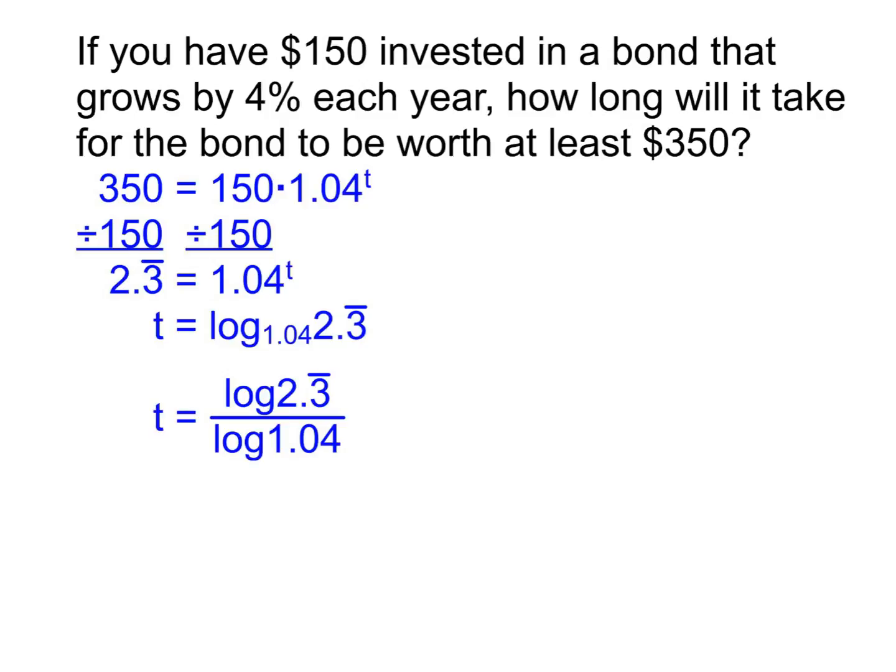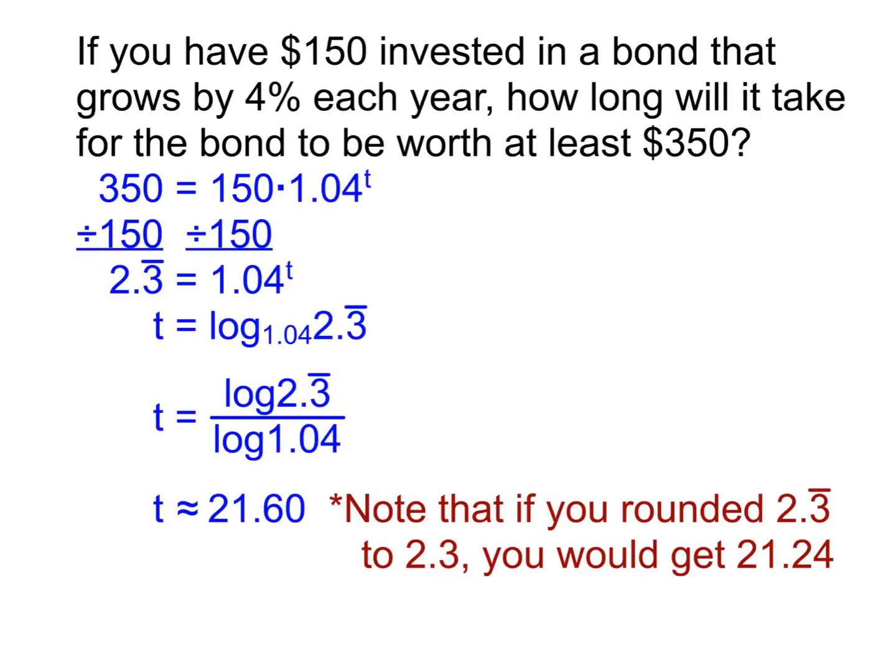I want to use that whole number when I do this calculation. Now, as a way that you can check yourself and make sure you are doing it accurately, if we do it right, we're going to be getting about 21.60. But that's only by using the actual 2.3 repeating. If you rounded that to 2.3 instead, you'd be getting 21.24. That would not be correct.